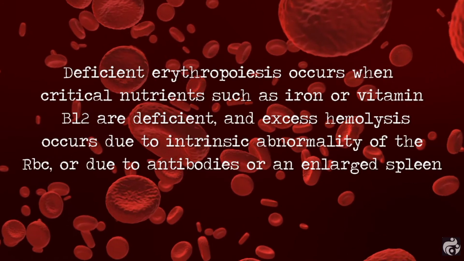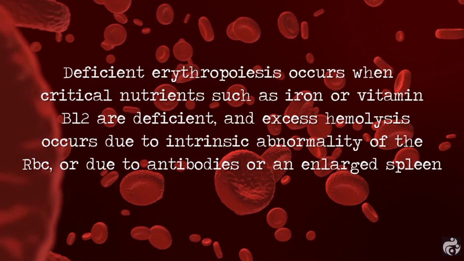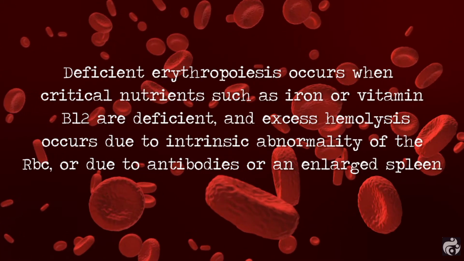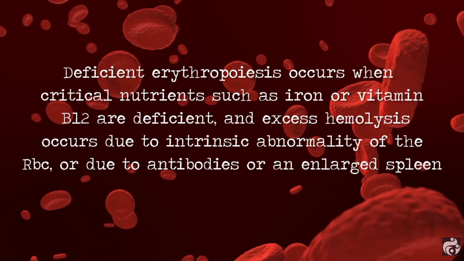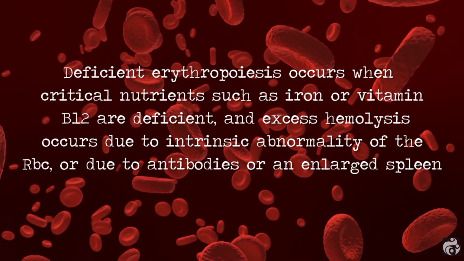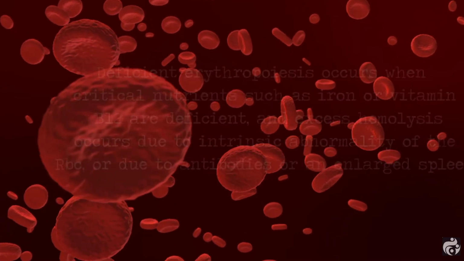Deficient erythropoiesis occurs when critical nutrients such as iron or vitamin B12 are deficient, and excess hemolysis occurs due to intrinsic abnormalities of the red blood cells or due to antibodies or an enlarged spleen.